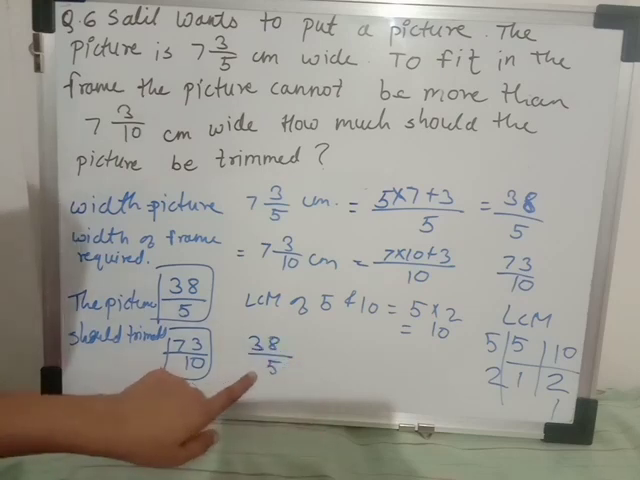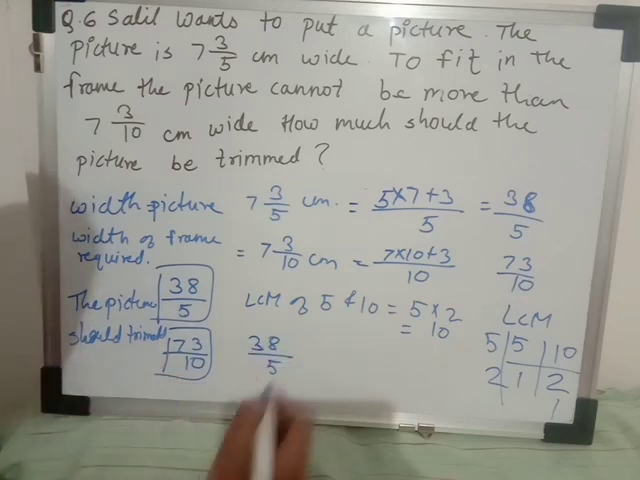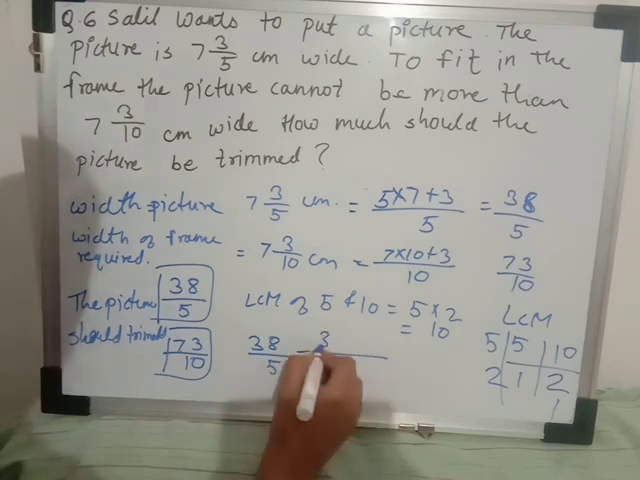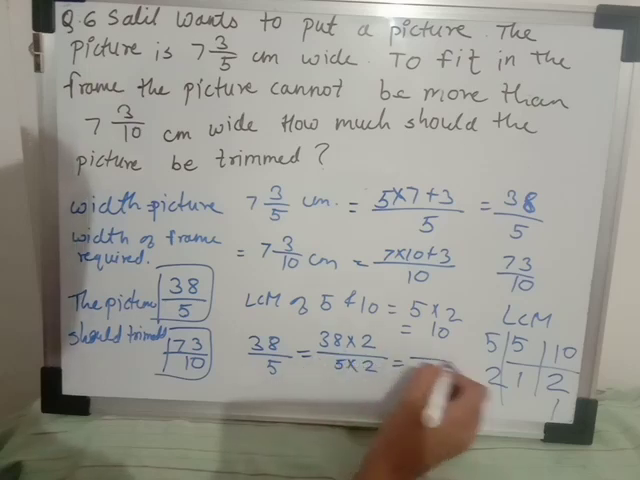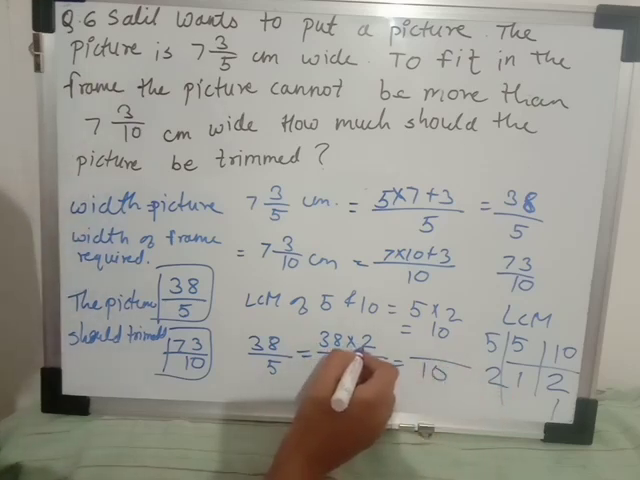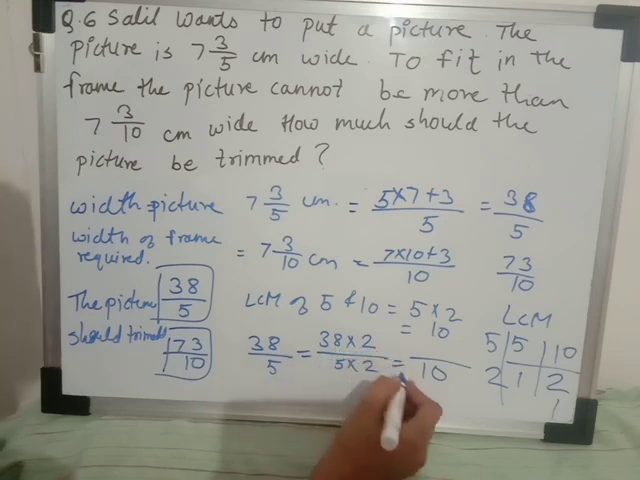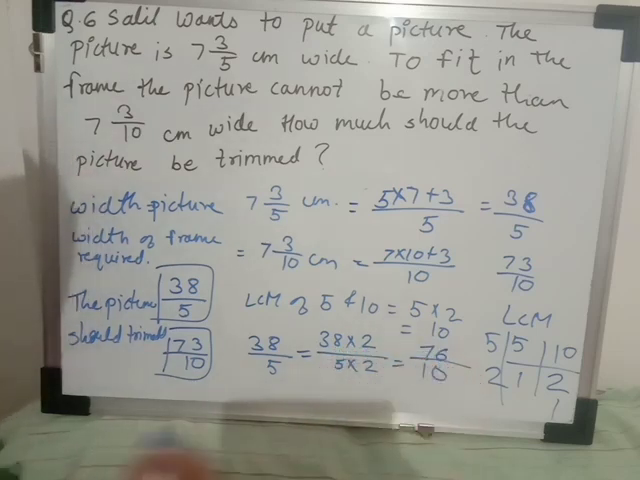So which number will I multiply with the 5 so that I will get 10? That is 2. Okay, 5 2s are 10. So 38 multiplied by 2, and 5 multiplied by 2. So 5 2s are 10 and 38 multiplied by 2 is equal to 76. Okay, students, you can do it in your notebook in the corner. So here we got the answer, that is 76/10.